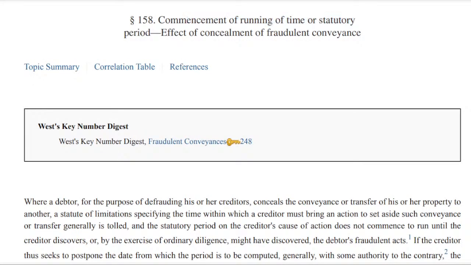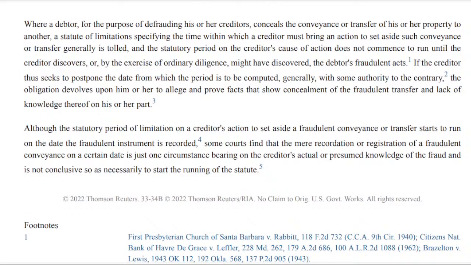Commencement of running time of statutory period. Effective concealment of fraudulent conveyance. Where a debtor, for the purpose of defrauding his or her creditors, conceals a conveyance or transfer of his or her property to another, a statute of limitations specifying the time within which a creditor must bring an action to set aside such conveyance or transfer is generally tolled, and the statutory period on the creditor's cause of action does not commence to run until the creditor discovers, or by the exercise of ordinary diligence might have discovered, the debtor's fraudulent acts. If the creditor thus seeks to postpone the date from which the period is to be computed, generally with some authority to the contrary, the obligation devolves upon him or her to allege and prove facts that show concealment of the fraudulent transfer and lack of knowledge thereof on his or her part.